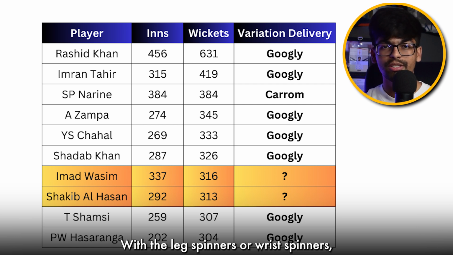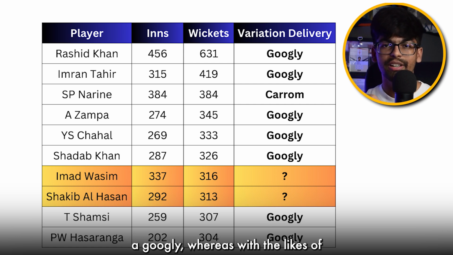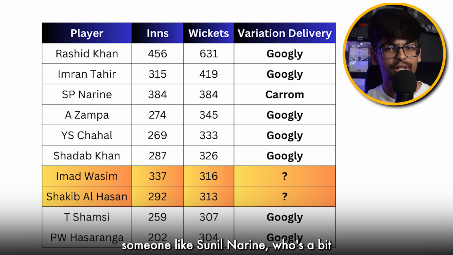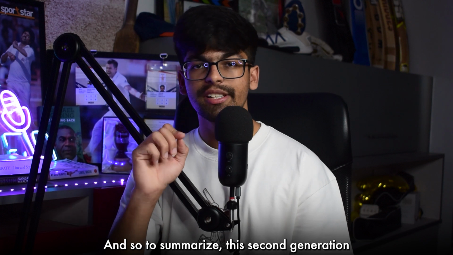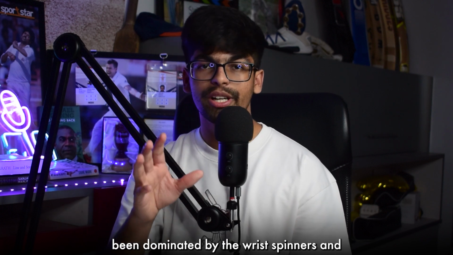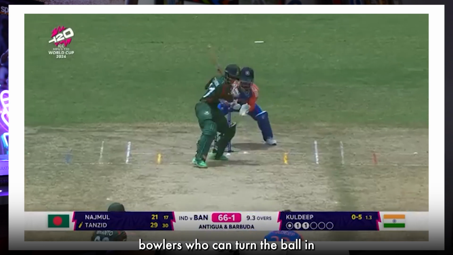With the leg spinners or wrist spinners, you have them being able to bowl a googly, whereas with someone like Sunil Narine, who's a bit of a mystery spinner, he has that carrom ball going for him. And so to summarize, this second generation of spinners has been one that has been dominated by the wrist spinners and bowlers who can turn the ball both ways.